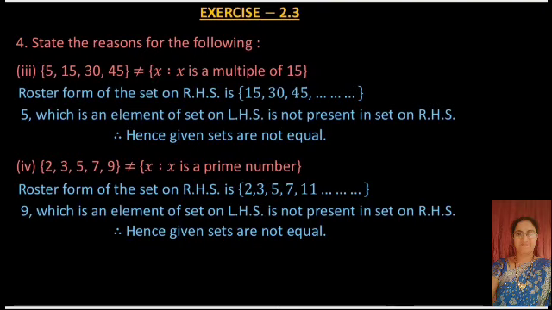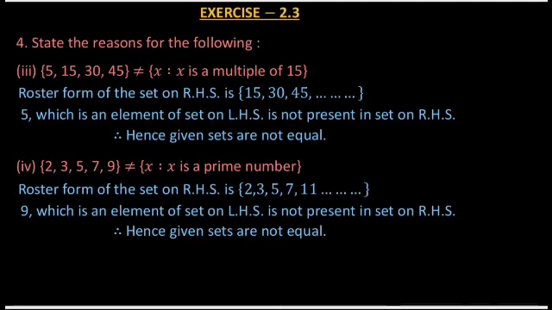నెక్స్ట్ క్వశ్చన్, set of 2, 3, 5, 7, 9 is not equal to set of x such that x is a prime number. So what is the roster form of the RHS? The condition is prime number. So if we write the roster form of prime numbers, we get the set of 2, 3, 5, 7, 11, and so on.